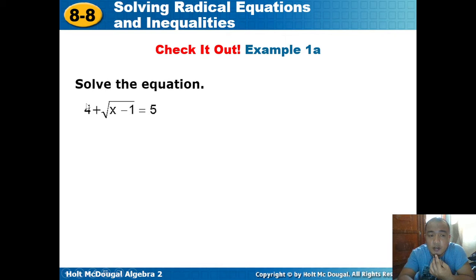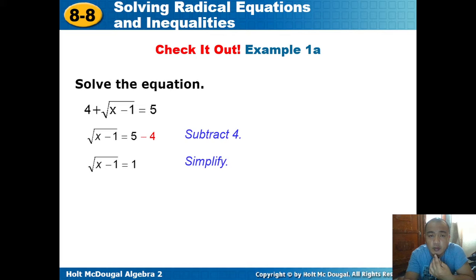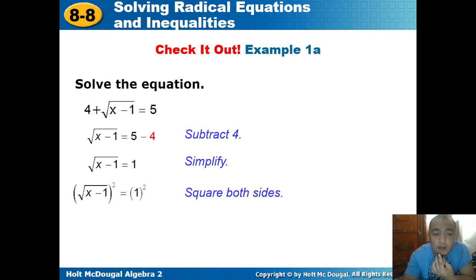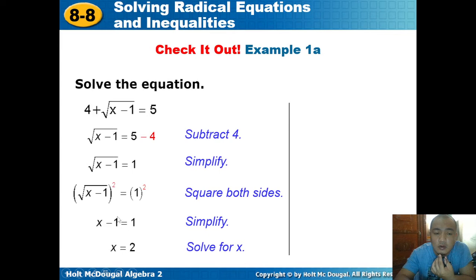First, transpose natin yung 4. 5 minus 4 is 1. So the new equation is square root of x minus 1 equals 1. Then from that, square both sides of the equation. Square root of x minus 1 squared is x minus 1. 1 squared is 1. So this is now our new equation, x minus 1 equals 1. Add both sides by 1. So the answer is 2. Or transpose negative 1. 1 plus 1 is 2.